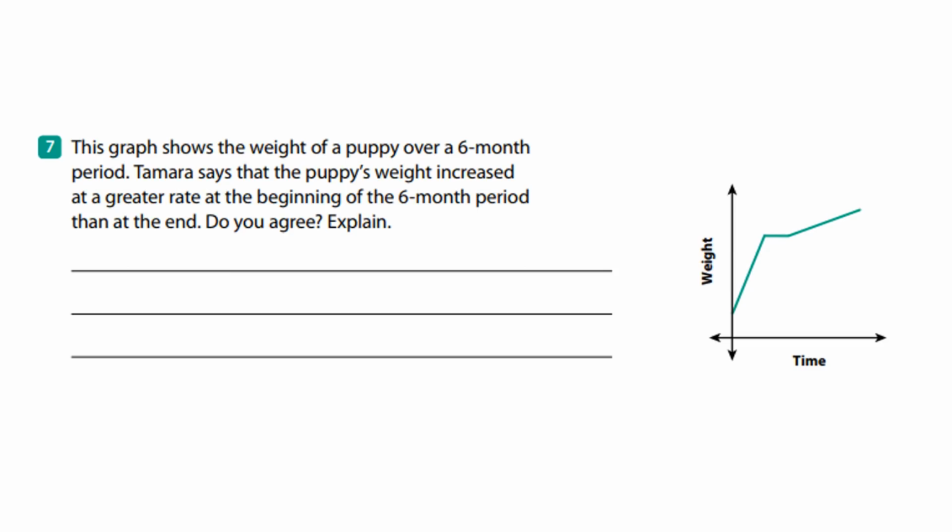Number 7. This graph shows the weight of a puppy over a 6-month period. Tamara says that the puppy's weight increased at a greater rate at the beginning of the 6-month period than at the end. Do you agree? Explain. Yes, we agree. Because the weight slowly goes up in the beginning, then it stops, and then it increases at a steeper rate.